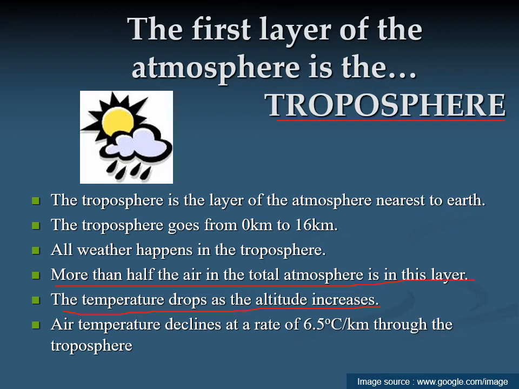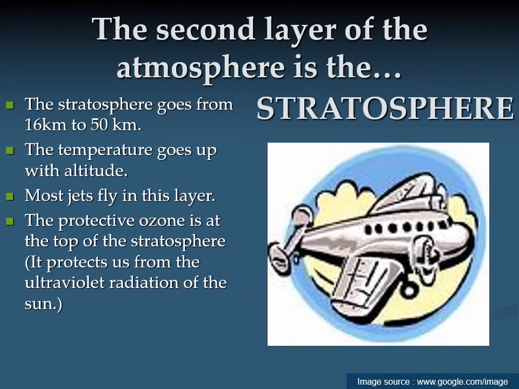The troposphere is capped at around 16 or 18 kilometers by an isothermal region known as the tropopause, and above the tropopause the second layer of the atmosphere, the stratosphere, occurs, which extends from 16 kilometers to around 50 kilometers.